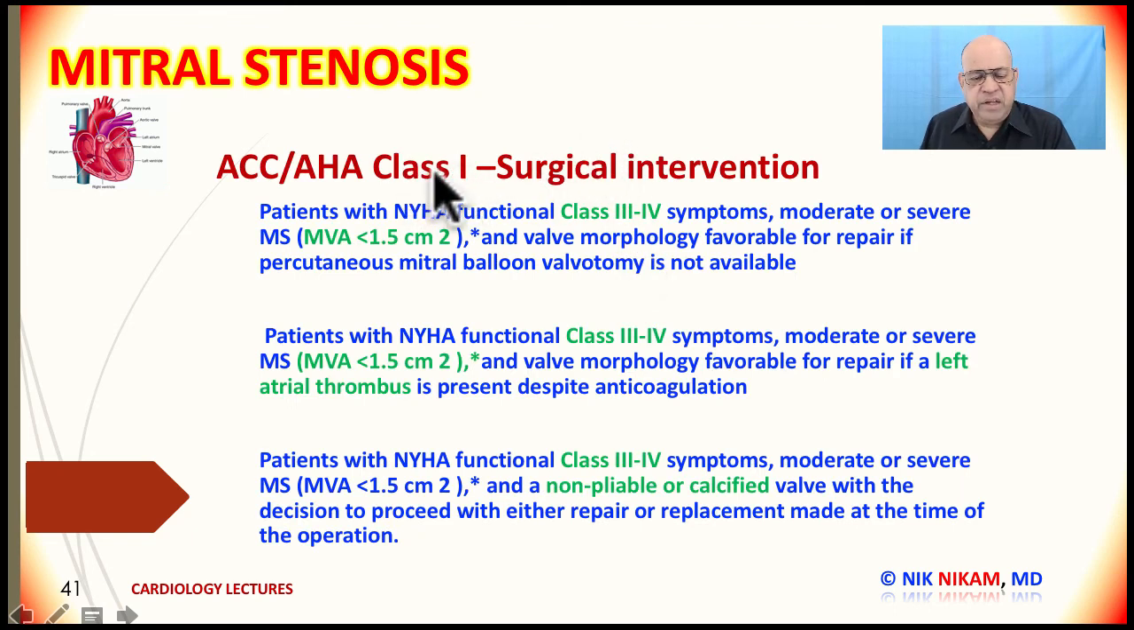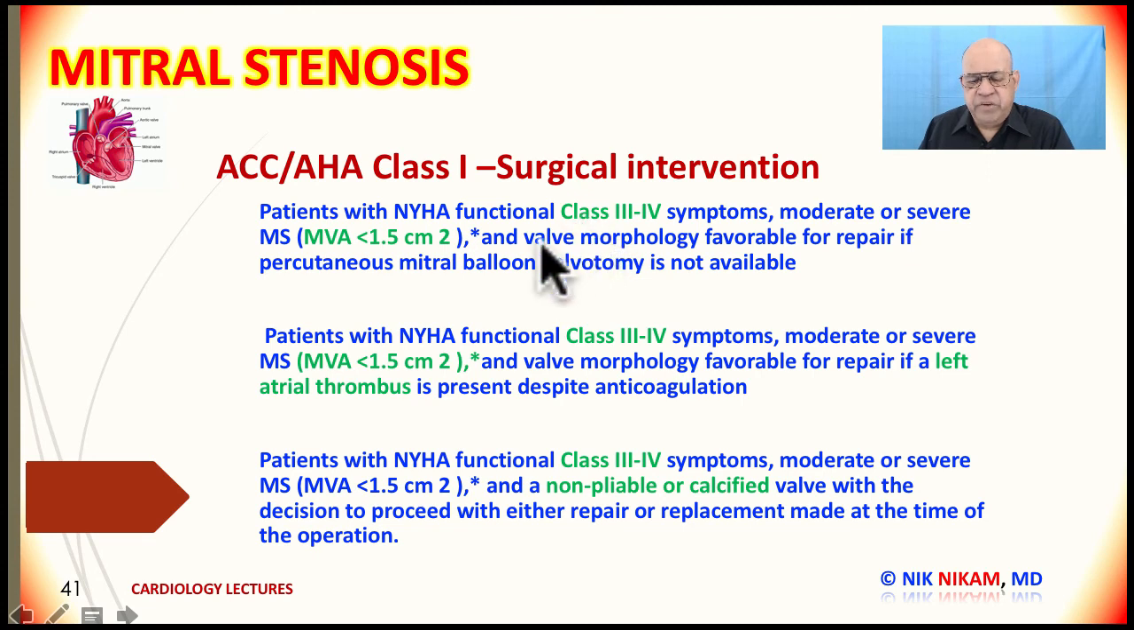Now, here are the American College of Cardiology, American Heart Association, Class 1 surgical intervention indications. Which patient should undergo surgical intervention? Basically, there are three different groups. Let's look at each one of them. You can forget about everything that's in blue because I have simplified things.